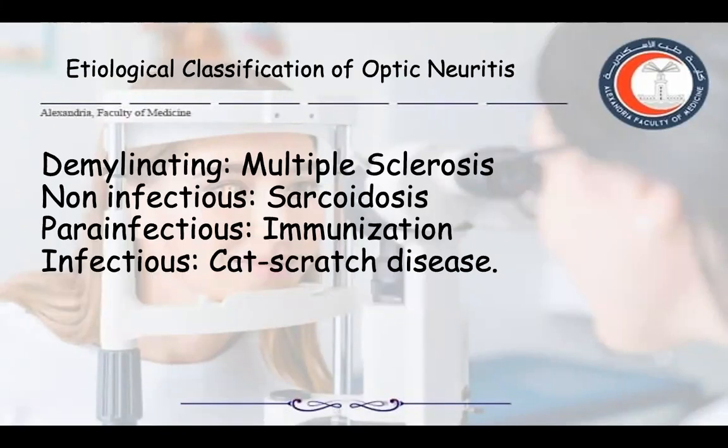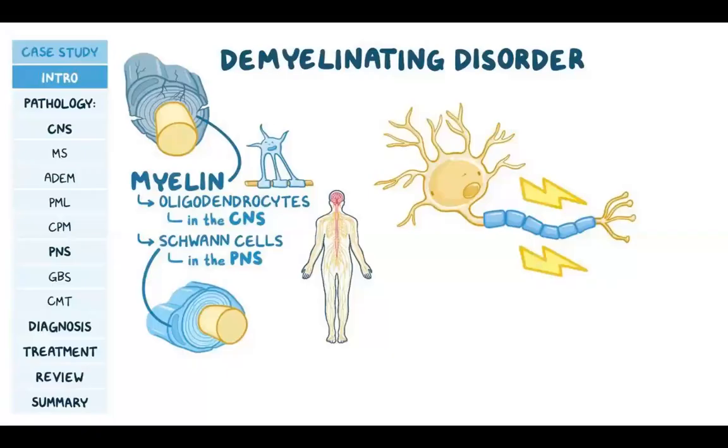The second classification, according to the etiology, is demyelinating, in which we have the most common cause, multiple sclerosis, MS; non-infectious like sarcoidosis; para-infectious following immunization; infectious like cat scratch disease, which I have mentioned a few seconds ago, the major cause of neuroretinitis. Let's start with the demyelinating disease.